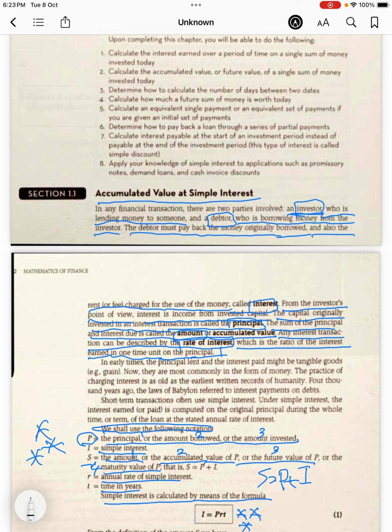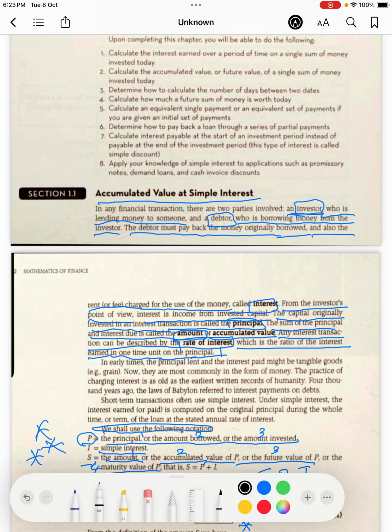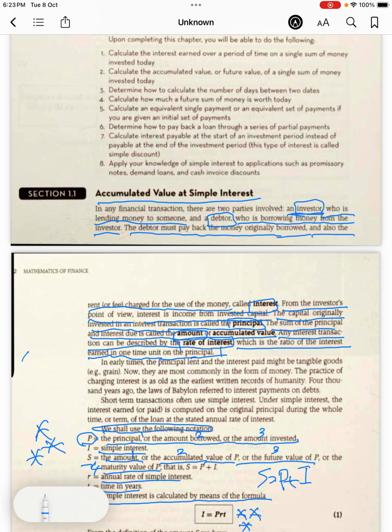The sum of the principal and interest due is called the amount, which is S. Here S equals P plus I. P is the principal, I is the interest. This is called S, the amount, or accumulated value.